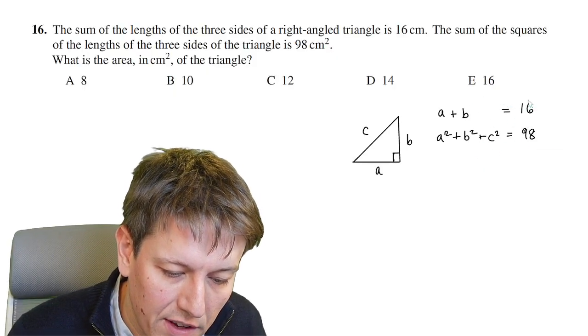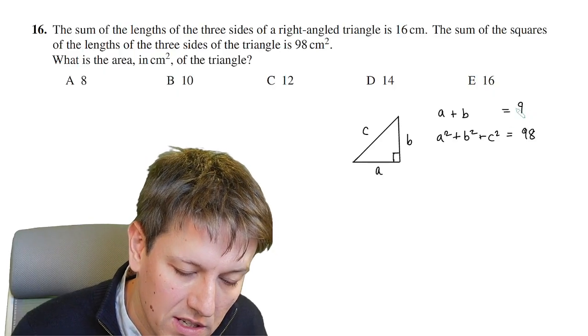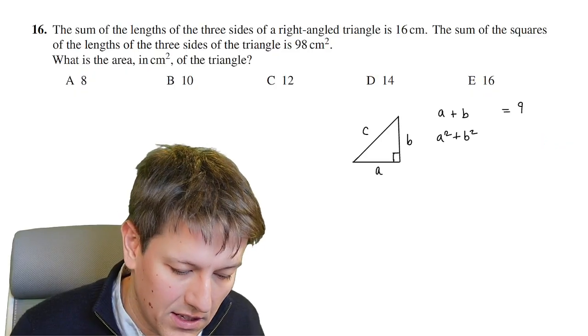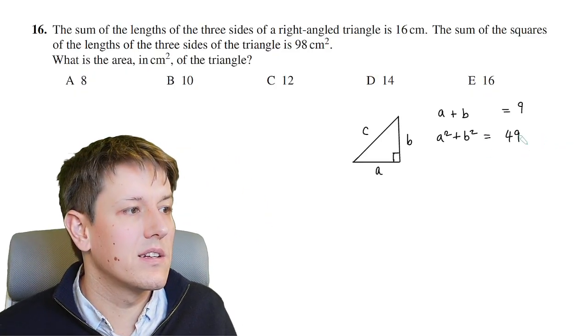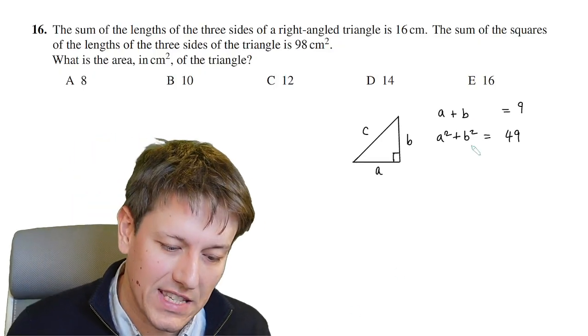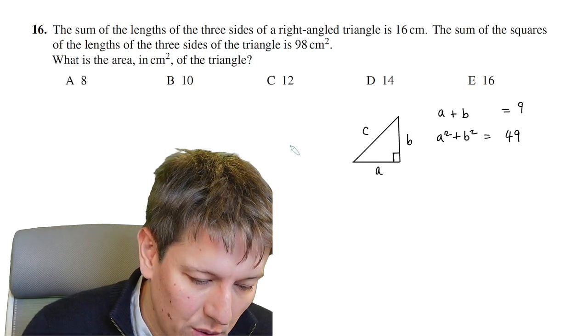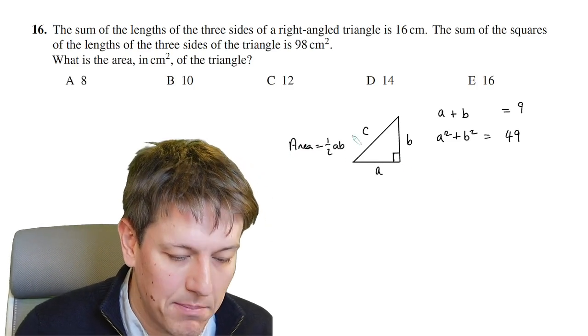and just replace C with 7. So I'd have in the first one A plus B is 16 minus 7, which is 9, and then I've got here just A squared plus B squared is equal to 49. Now we are still quite a way from the solution here, because now I have got to work out the area, right? I want to work out half times the base times the height, so a half AB here.